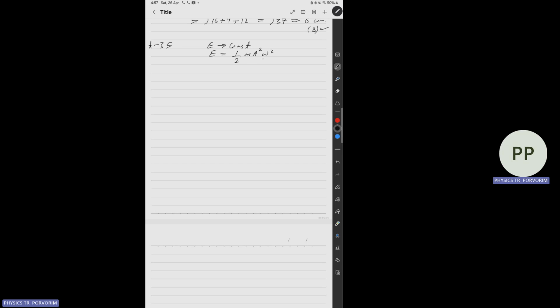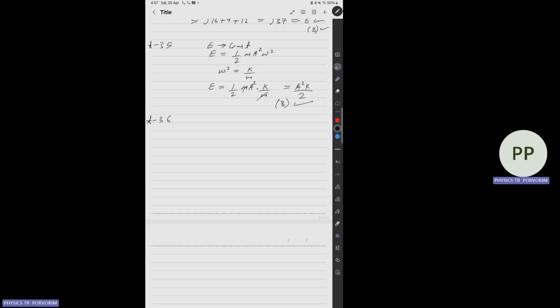Now we don't know about ω, so we know ω² is equal to k by m. Putting the value, total energy is equal to half m a² into k by m, so it will be a²k/2. That means total energy depends on amplitude and spring constant. The correct option is B, the restoring force constant or spring constant.